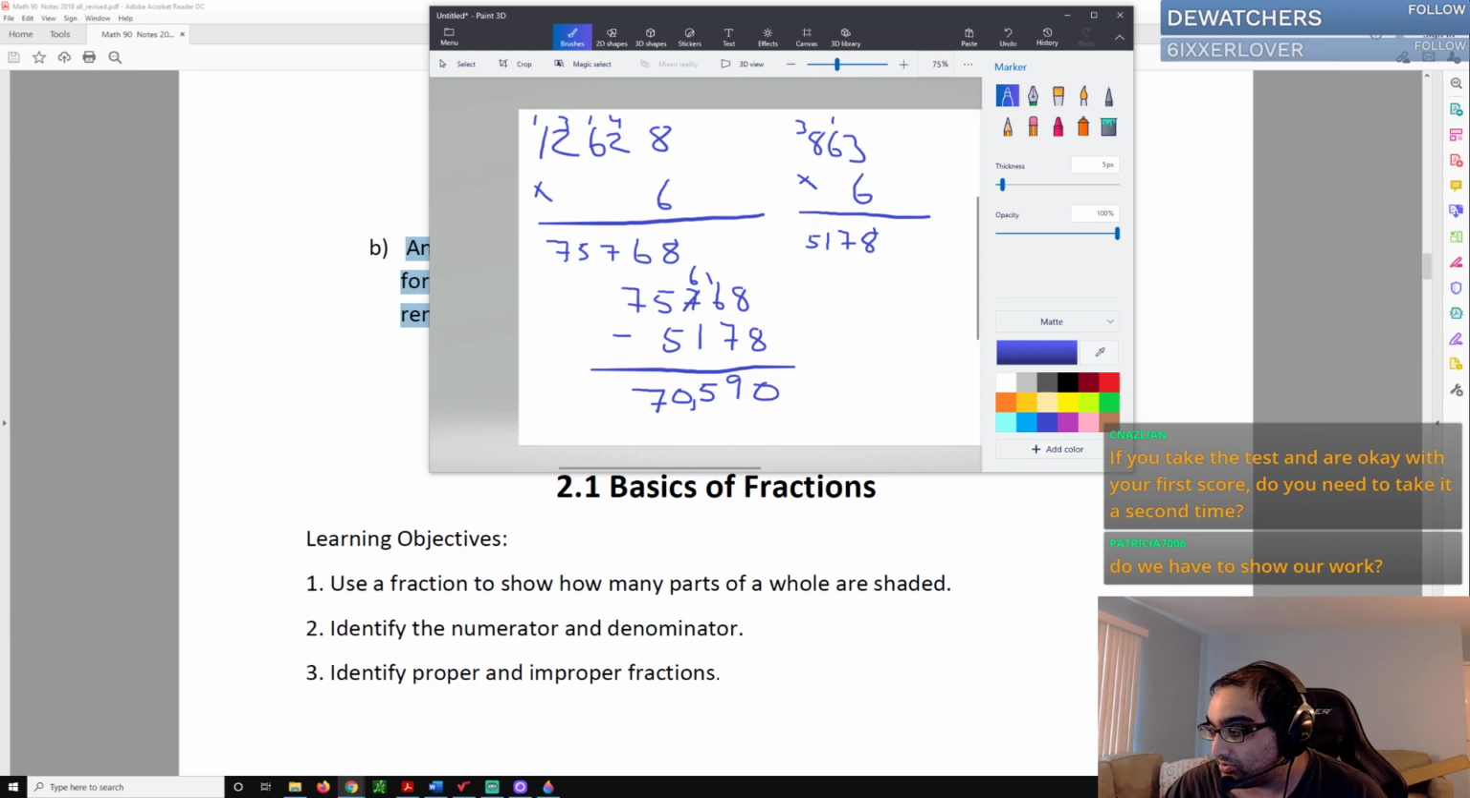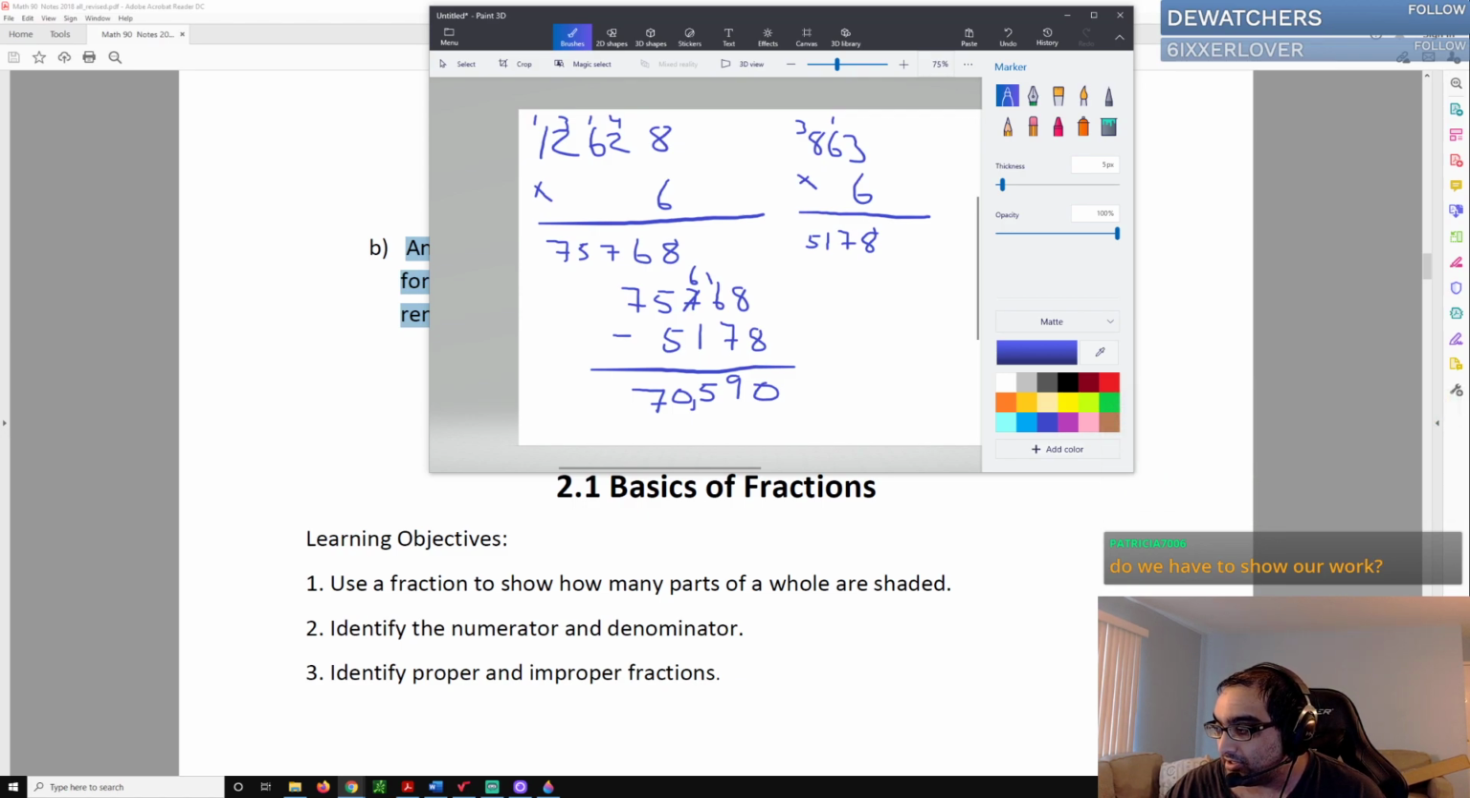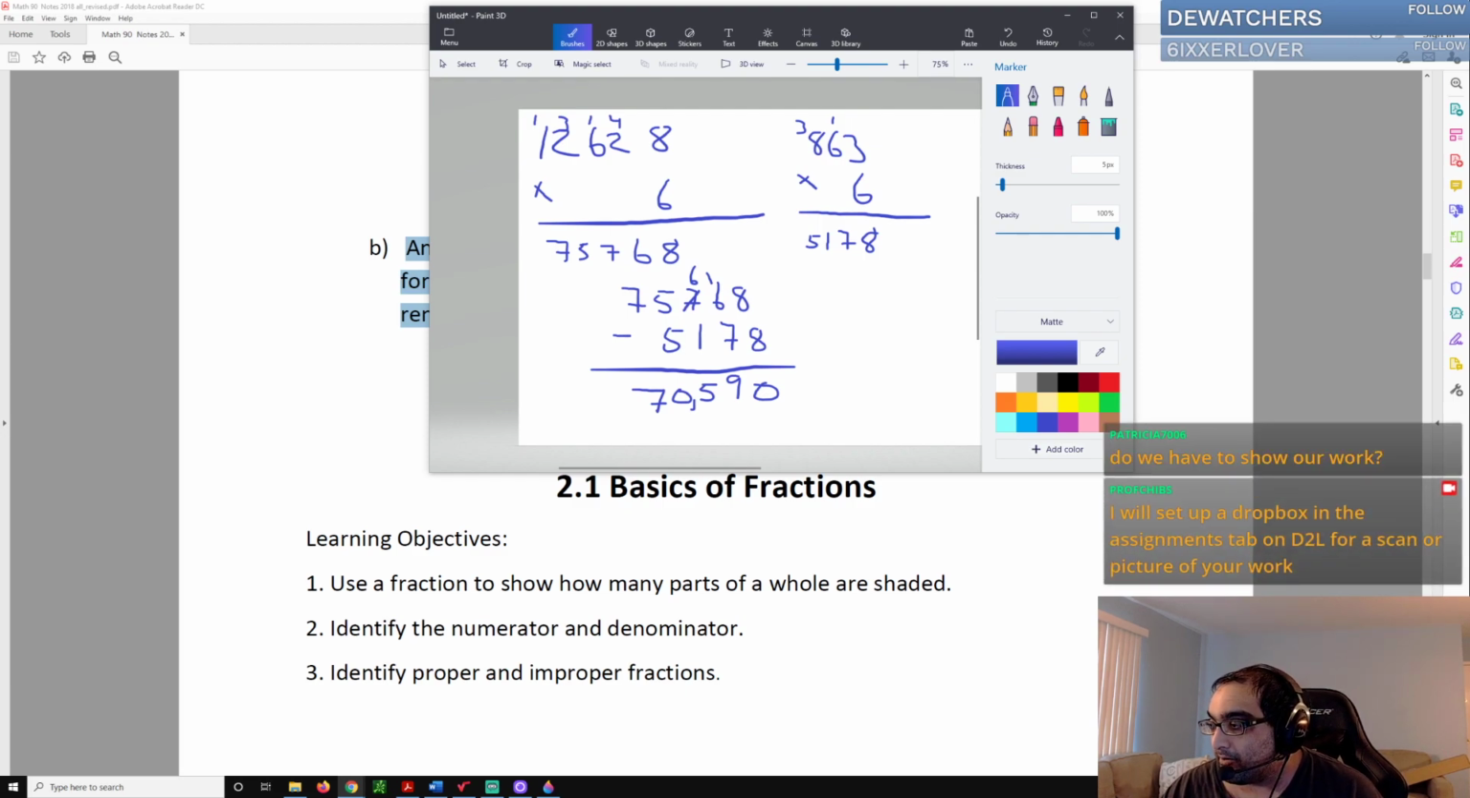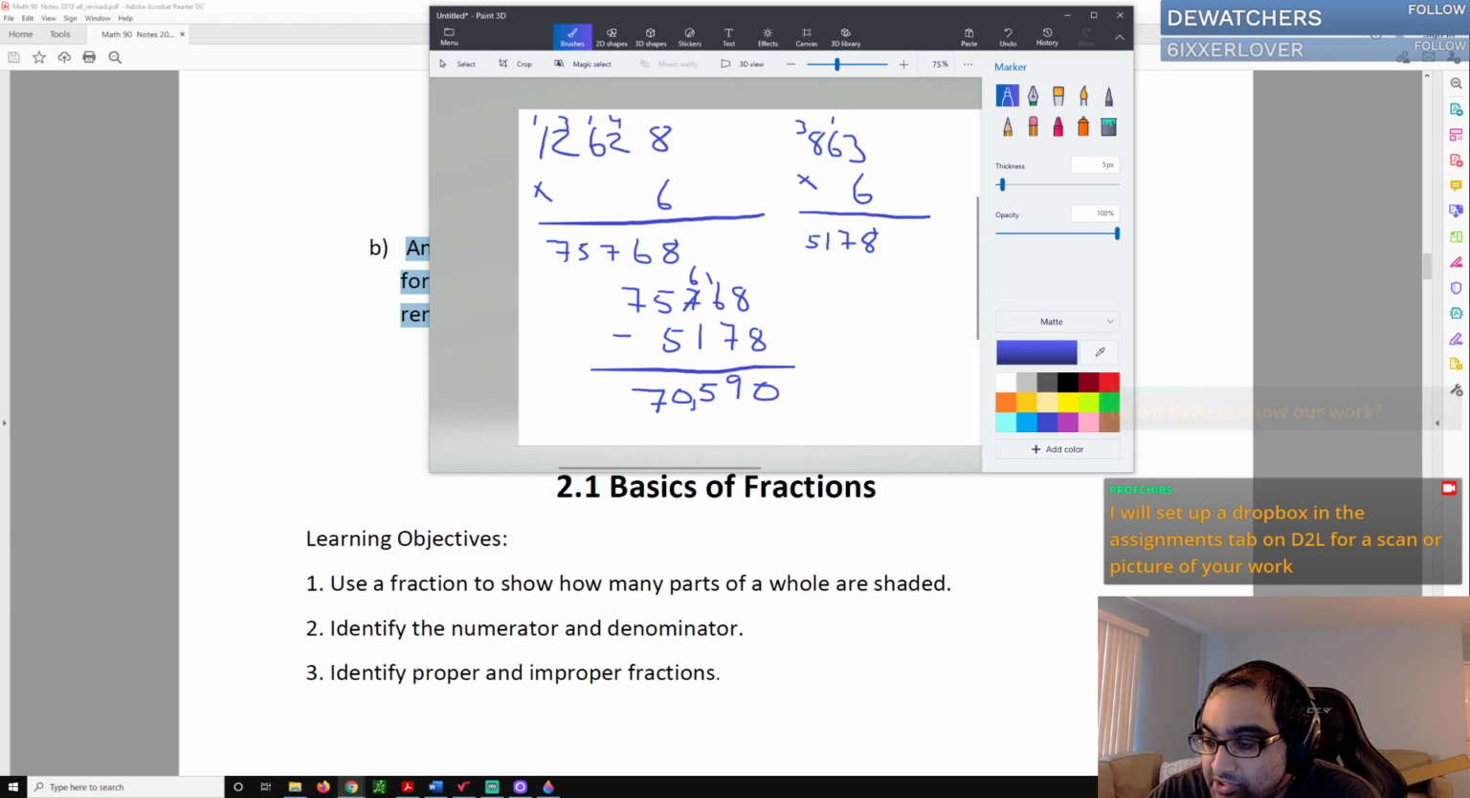Now, the way this is going to work is I'm going to set up a Dropbox in the assignments tab on D2L for a scan or picture of your work. One thing I want you to be very well aware of is that the scan or picture must be readable. I don't have the greatest eyesight in the world, so if you take pictures, please make sure that I can read your work.